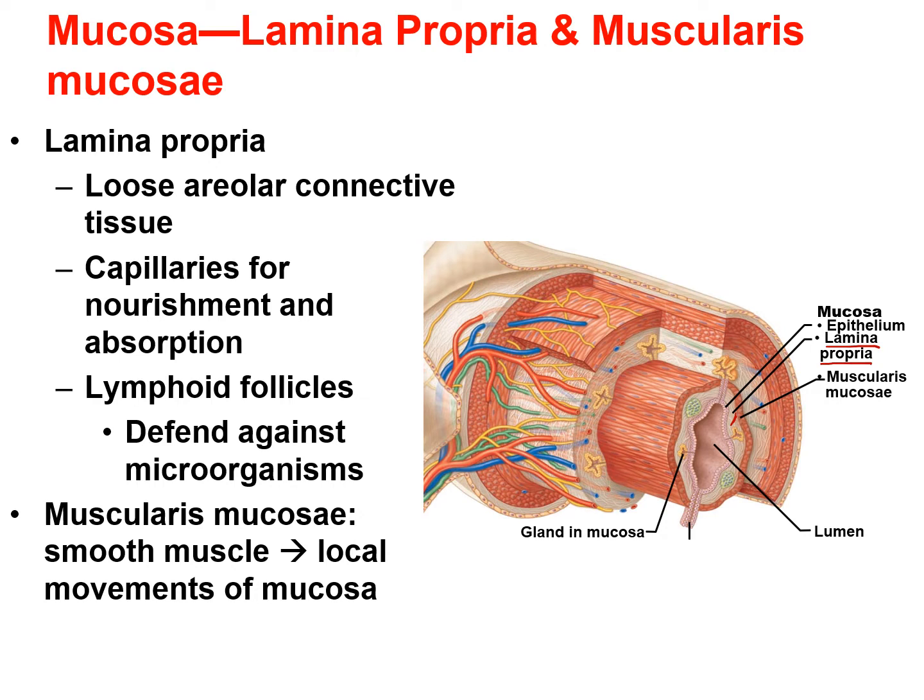The most external sublayer of the mucosa is going to be our muscularis mucosae, and this is shown in the orangey red layer that you see right here. The muscularis mucosae is smooth muscle that will contract to produce localized movements of the mucosa.